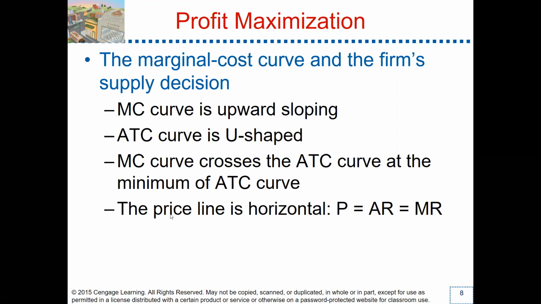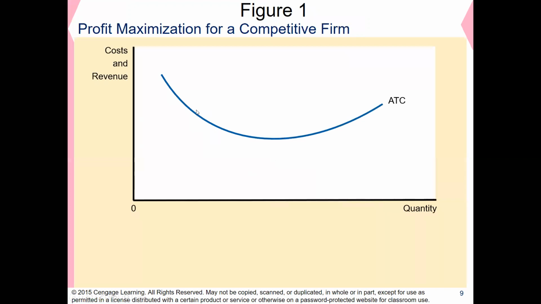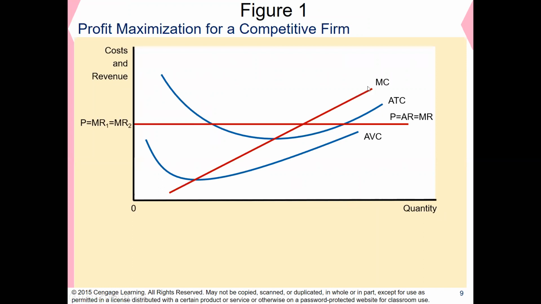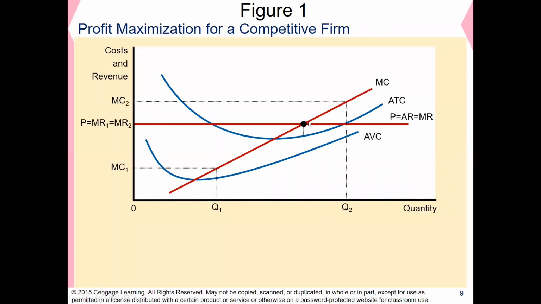So in the graph, there is a price line, which is horizontal, where P is equal to average revenue and this is equal to marginal revenue. This is average total cost. This is average variable cost. This is marginal cost. And this is the price which is given.